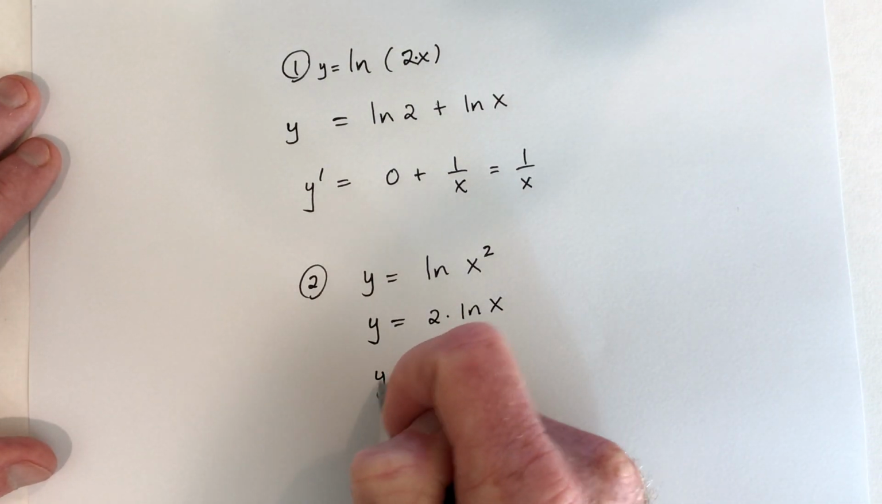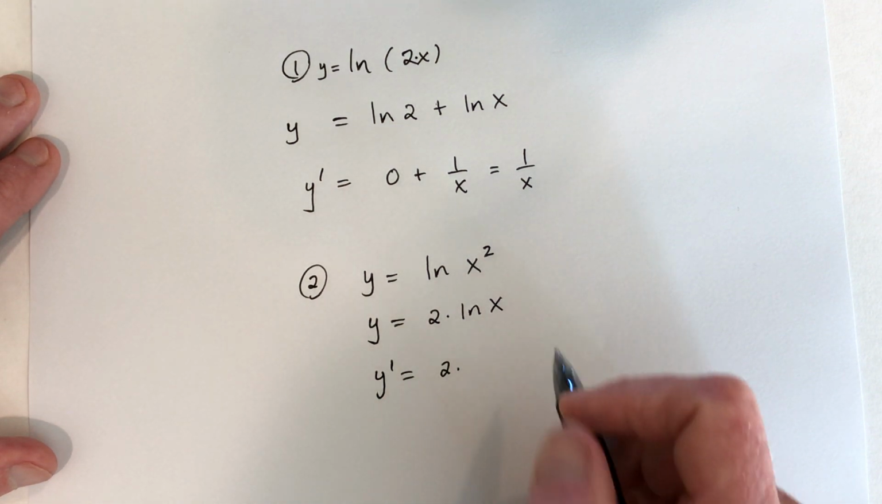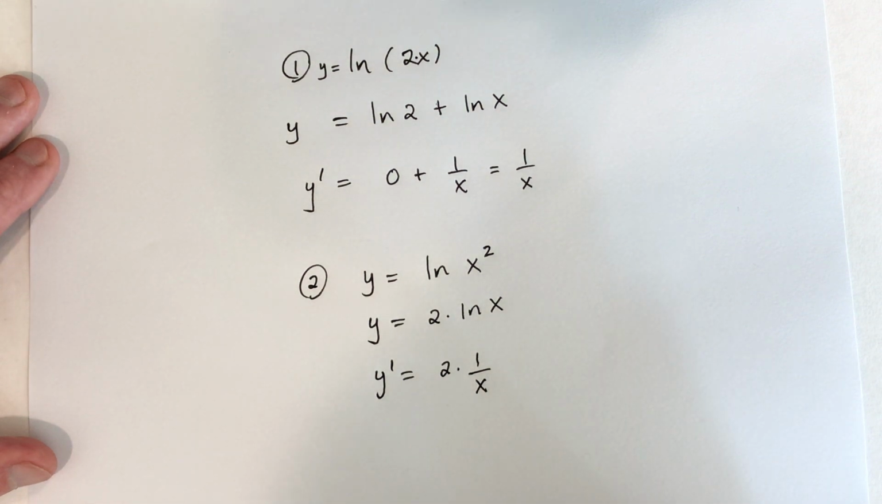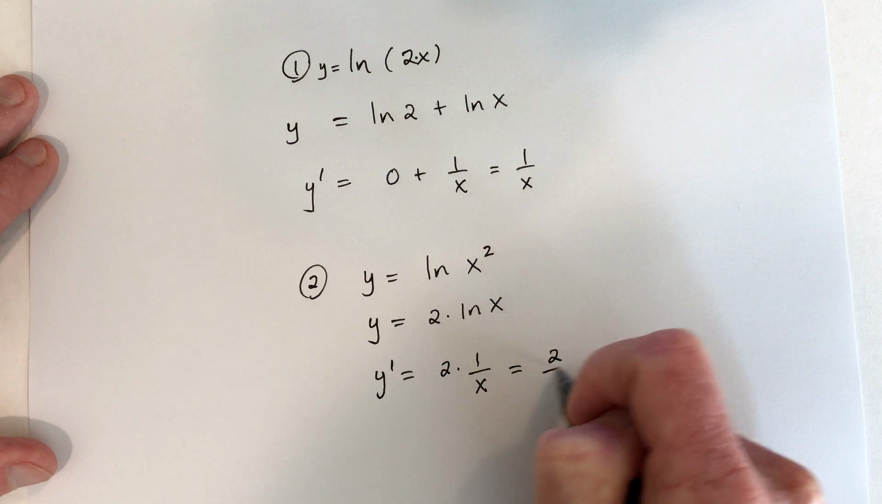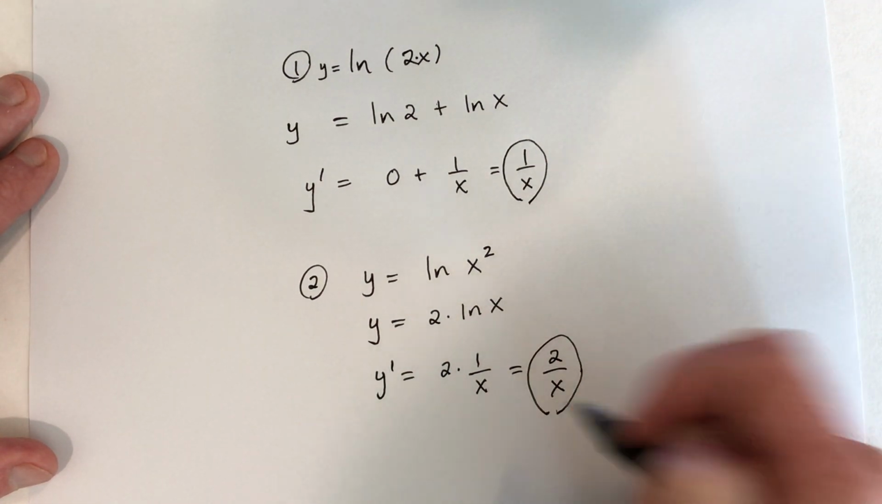And now take the derivative. When you do, the 2 will just stay there. And then the derivative of natural log of x is 1 over x. And then since 2 times 1 equals 2, I could just simplify that as 2 over x. And then circle my answers.